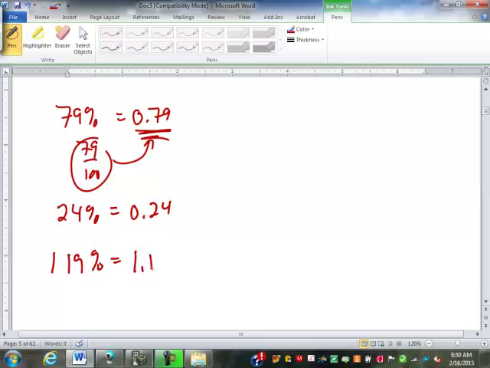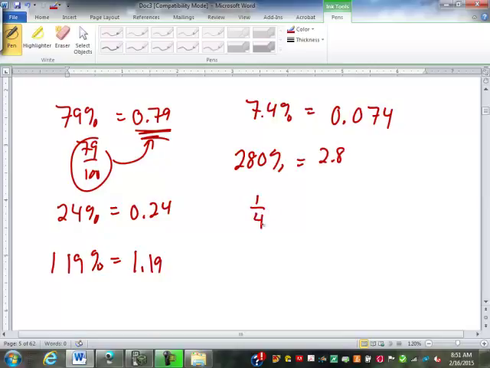2 spots, 1.19. It's over 100%, so it has to be bigger than 1, right? 7.4%. Careful. 0.074. Good. 280%. 2.8. Here's the one that I usually get people on.